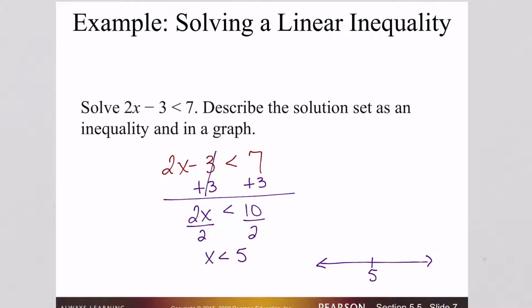I'm going to put 5 in the middle. To the right of 5 is 6. To the left of 5 is 4. I have an open circle at 5. That means I don't include 5 in my solution, but it's everything less than 5, and so everything less than 5 is to the left. Don't forget your arrow.